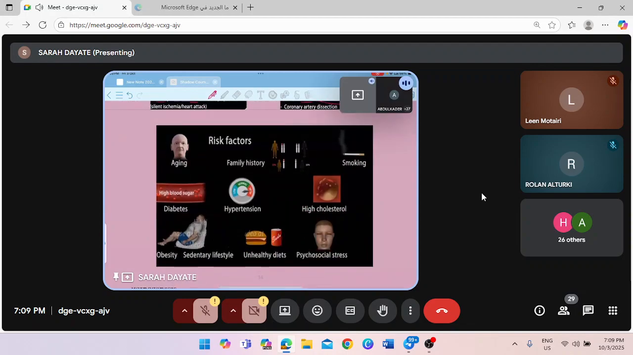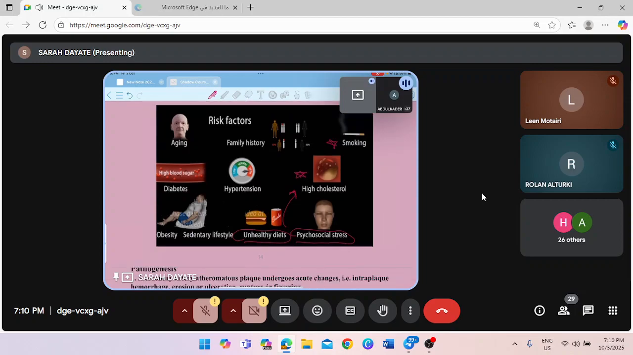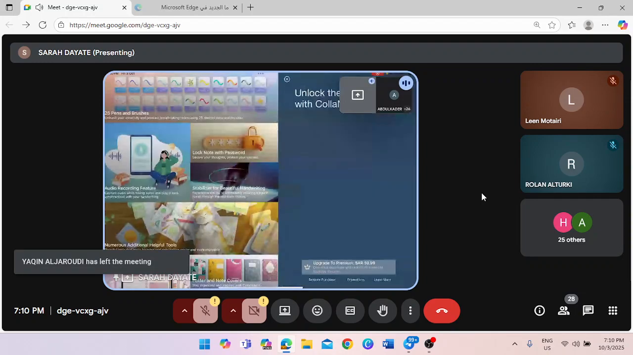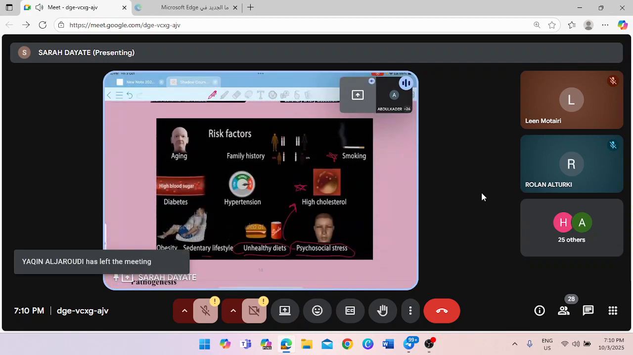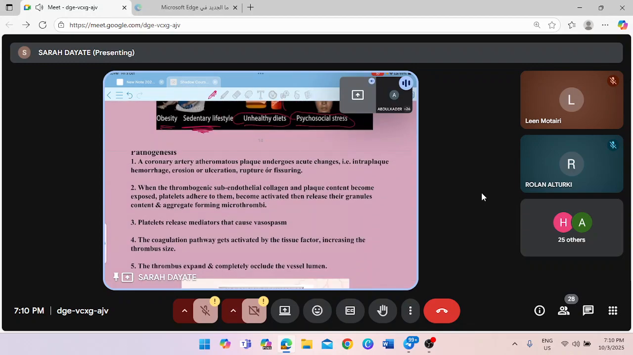And the risk factors, of course: we have aging, diabetes, as we said, and hypertension because it leads to vasoconstriction. We have high cholesterol, which is a very important risk factor for the occurrence of atherosclerosis. We have smoking, which can also lead to vasoconstriction, psychosocial stress, and unhealthy diets because they lead to the buildup of cholesterol, obesity, where fats increase in the body, a sedentary lifestyle, so without physical work, and family history. If the family has the gene of heart disease, it can be passed on to other generations.